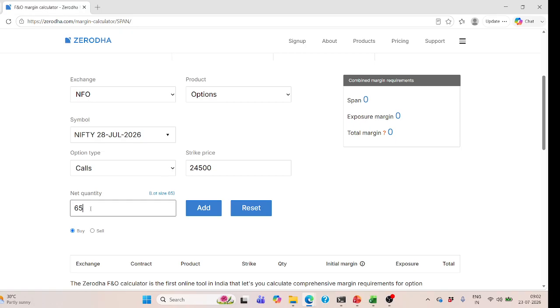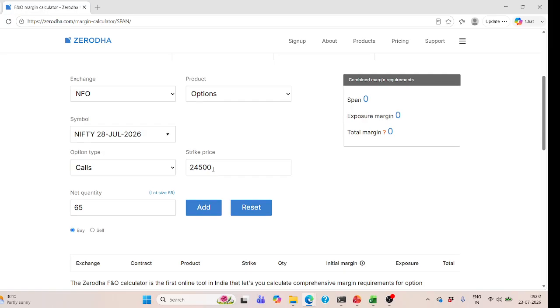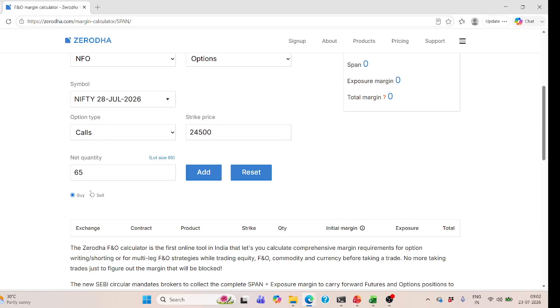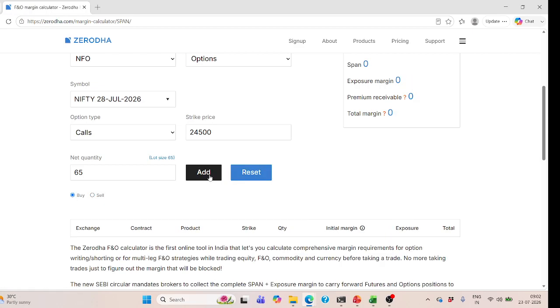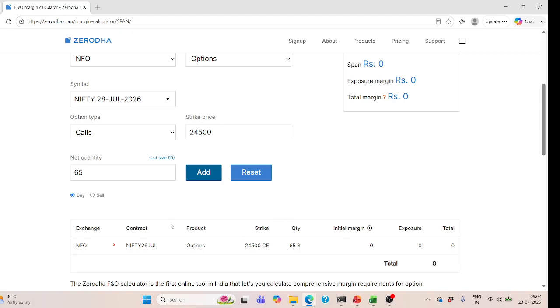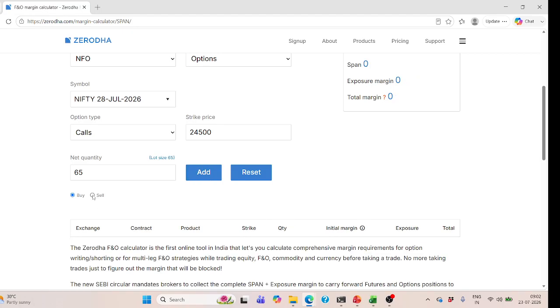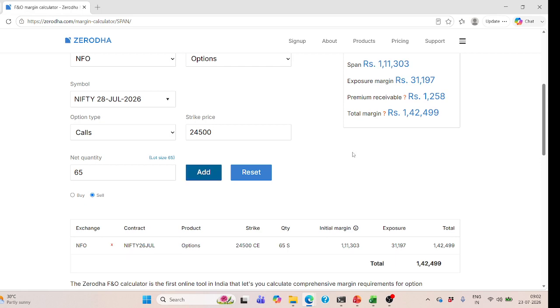As I said, the quantity will always be in lot size of 65, so you can have only 65 or multiples of 65. What we saw is that we were selling 24,500. Now if we are selling this, you need a margin of 1.4 lakhs. But if you are buying, it will not ask for any margin. All you need is the premium amount. So that is the difference between 4,000 and 1,40,000. This is where the picture comes in for the seller.